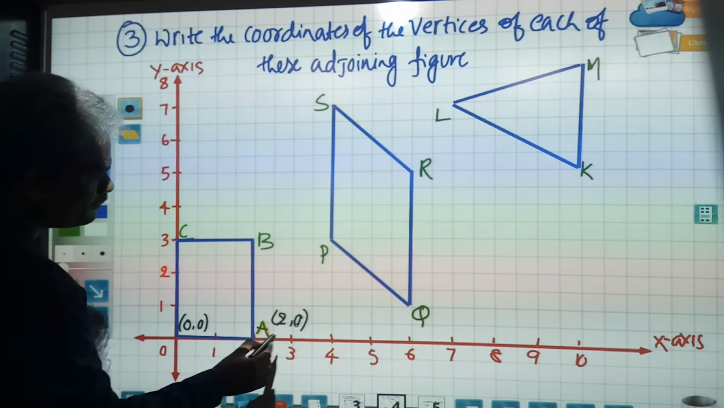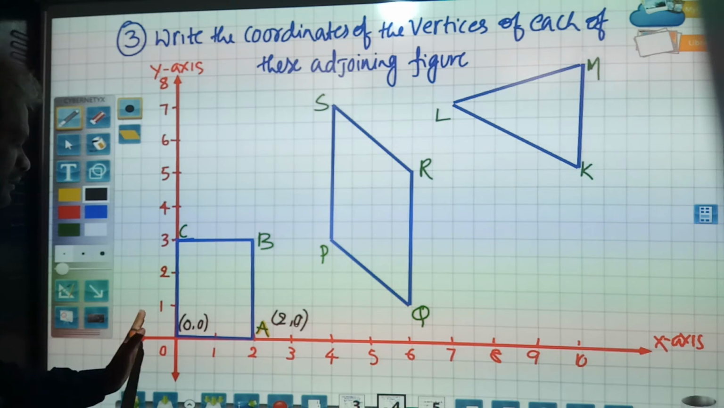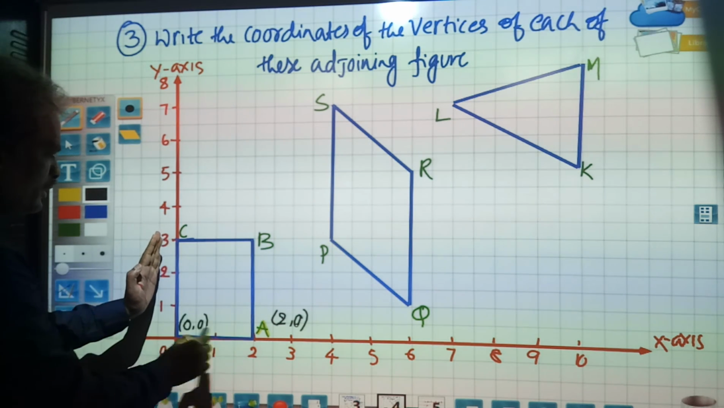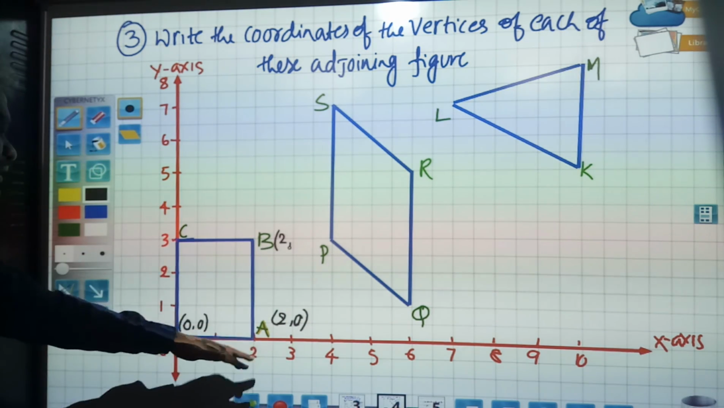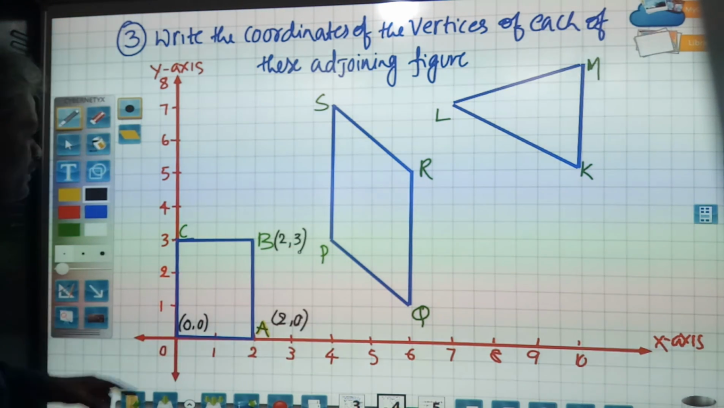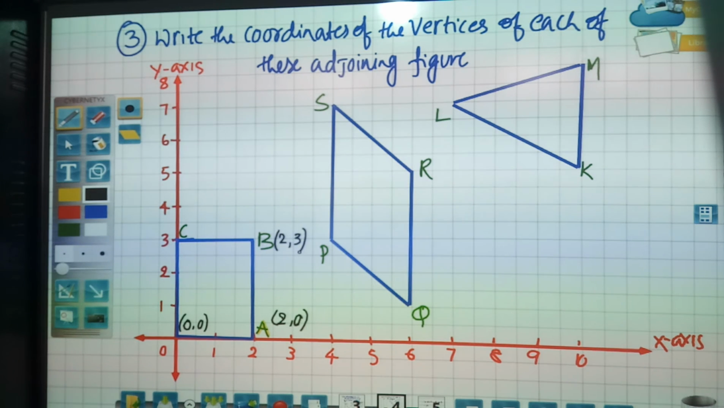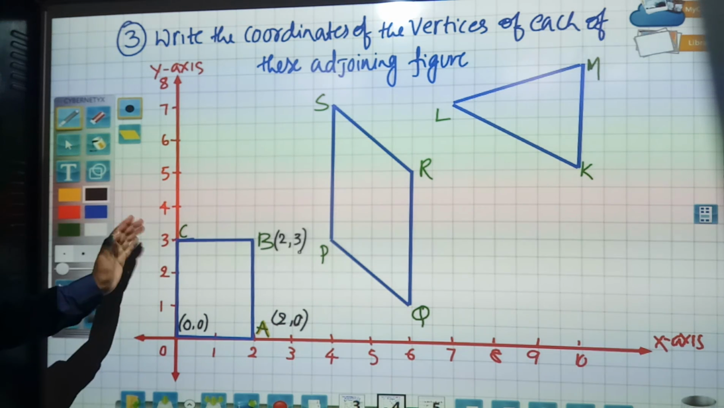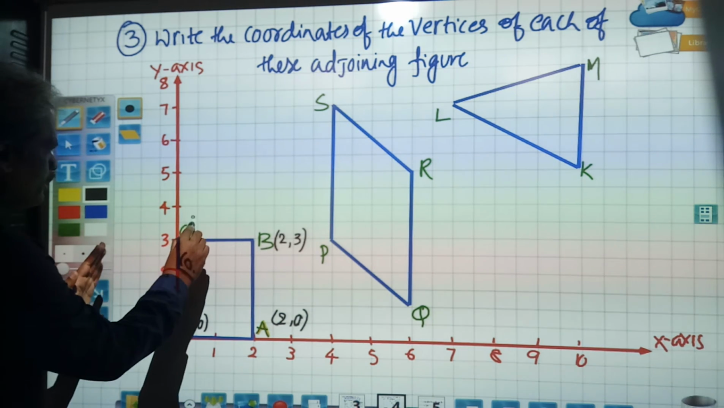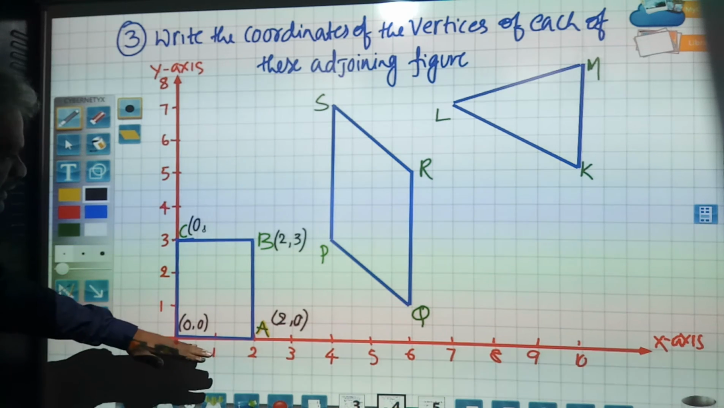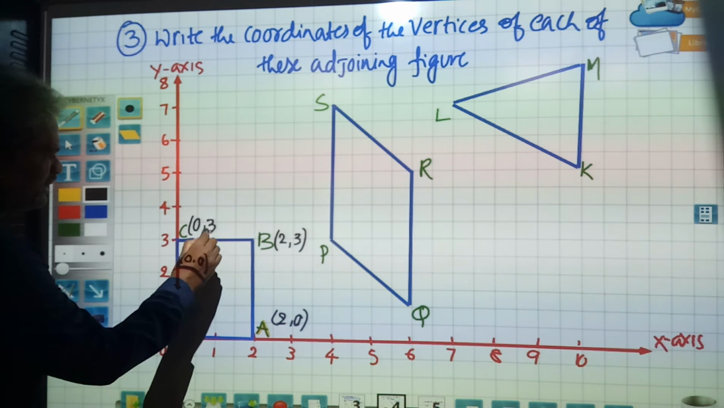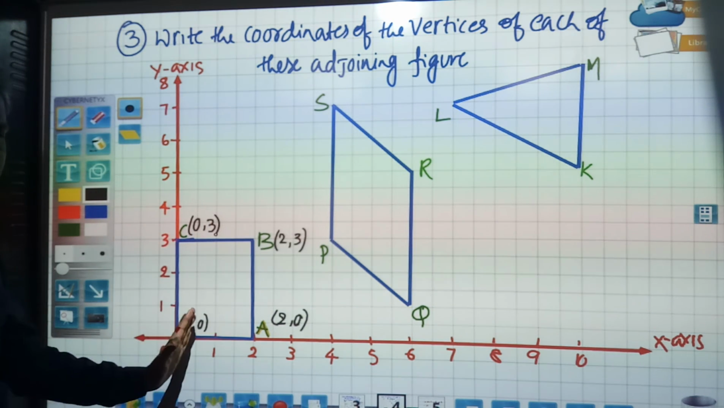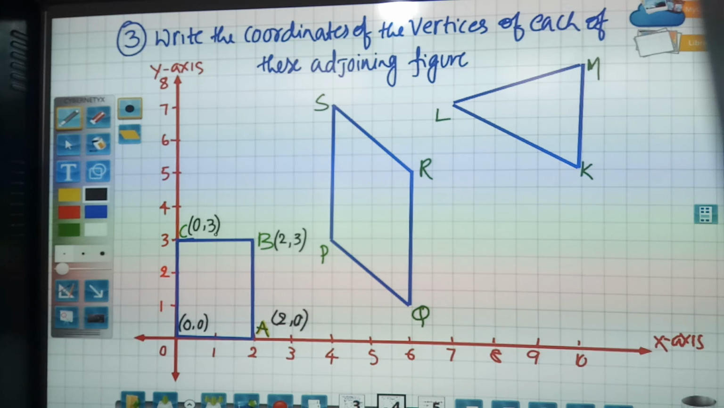What are the coordinates of point B? 2, 3. On the x-axis the point is at a distance of 2 units. So therefore 2, and along the vertical line on the y-axis it is at 3 units. 2, 3. What are the coordinates of point C? Sir, 0, 3. The distance of the point from the vertical line is 0 and the distance from the horizontal line is 3. So 0, 3. First the distance along x-axis, next the distance along y-axis.